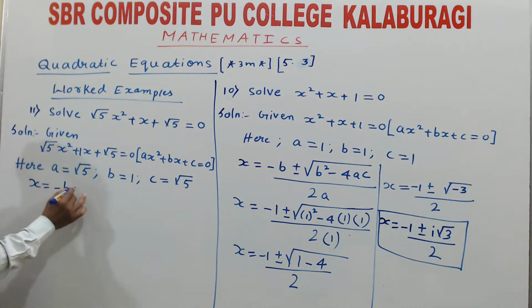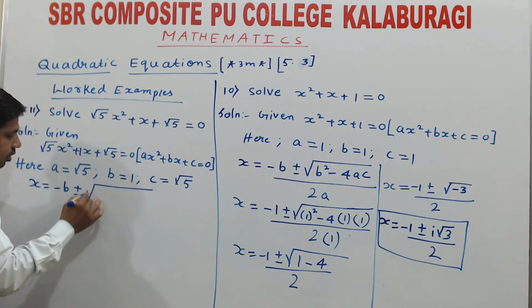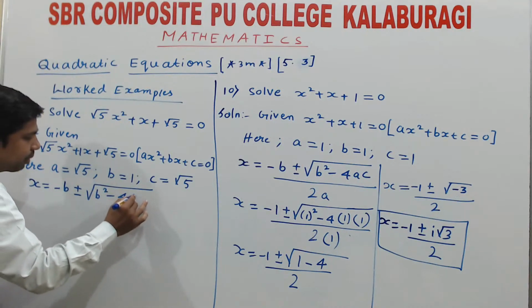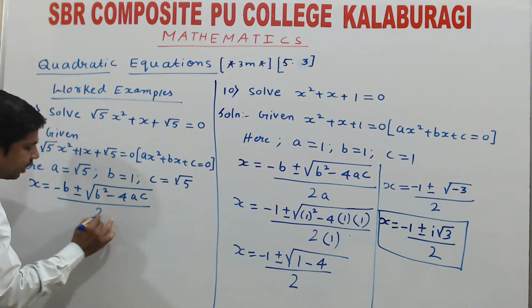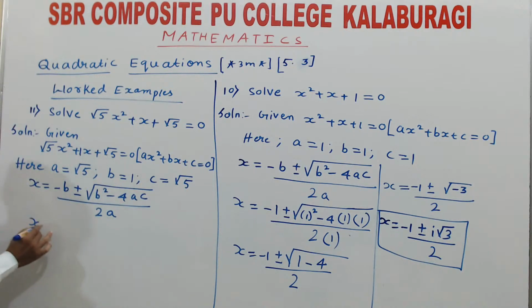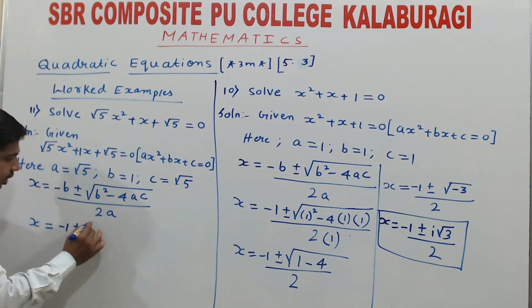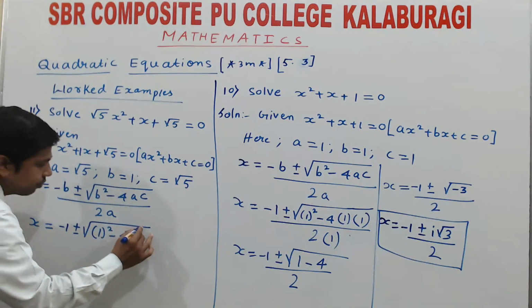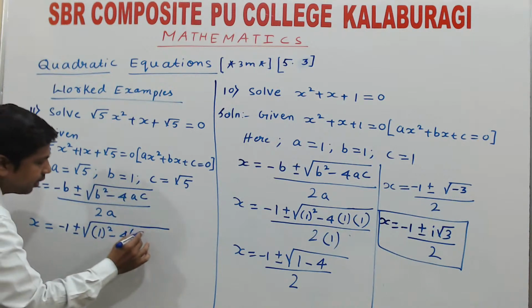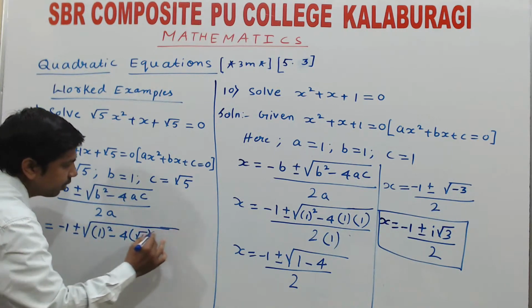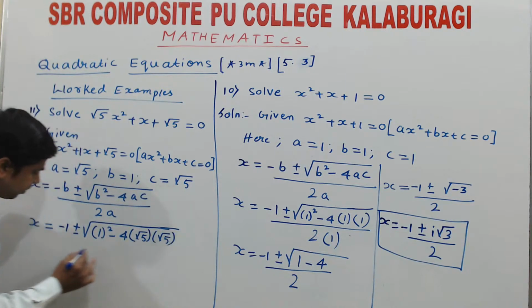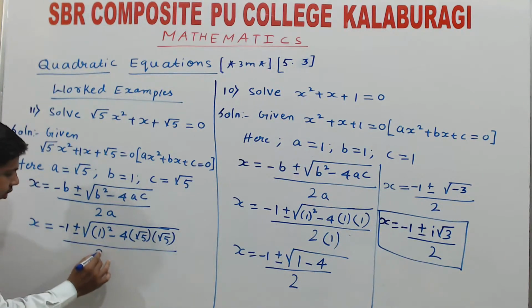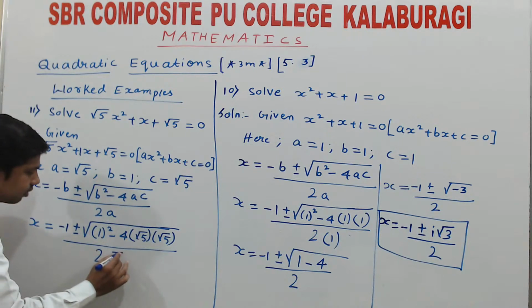Write the formula. X equal to minus b plus or minus square root of b square minus 4ac divided by 2a. X equal to, a is root 5, b is 1, c is root 5. So minus 1 plus or minus square root of b square, that is 1 square, minus 4 into a. What is a? Root 5. And what is c? Root 5. Divided by 2a, that is 2 root 5.